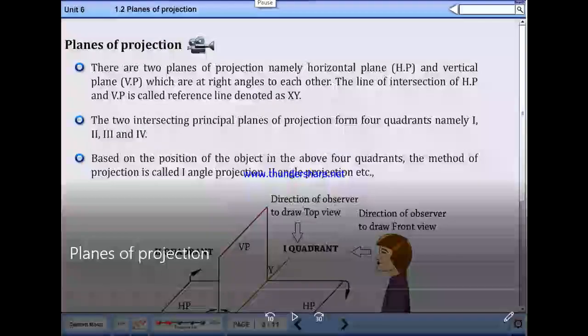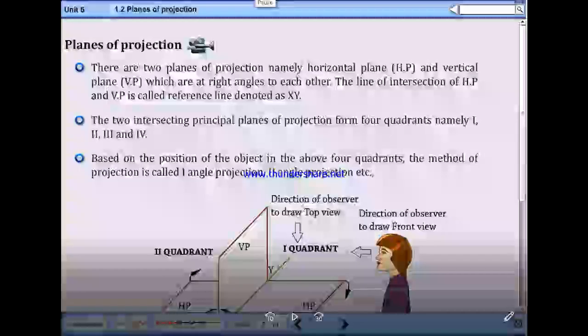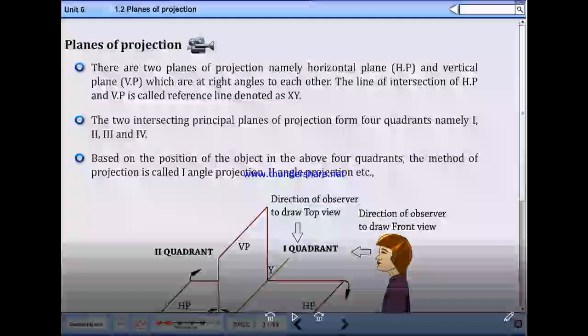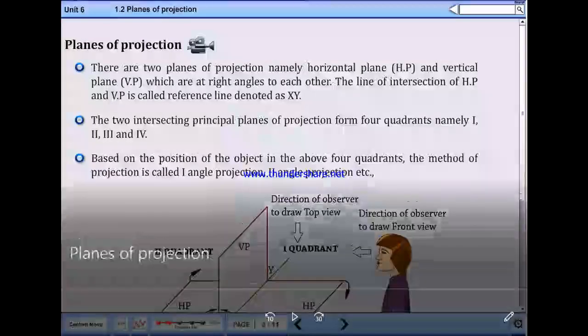Once again, observe the planes of projection. There are two planes of projection, namely horizontal plane and vertical plane, which are at right angles to each other. The line of intersection of HP and VP is called the reference line, denoted by XY. Please note down all these.